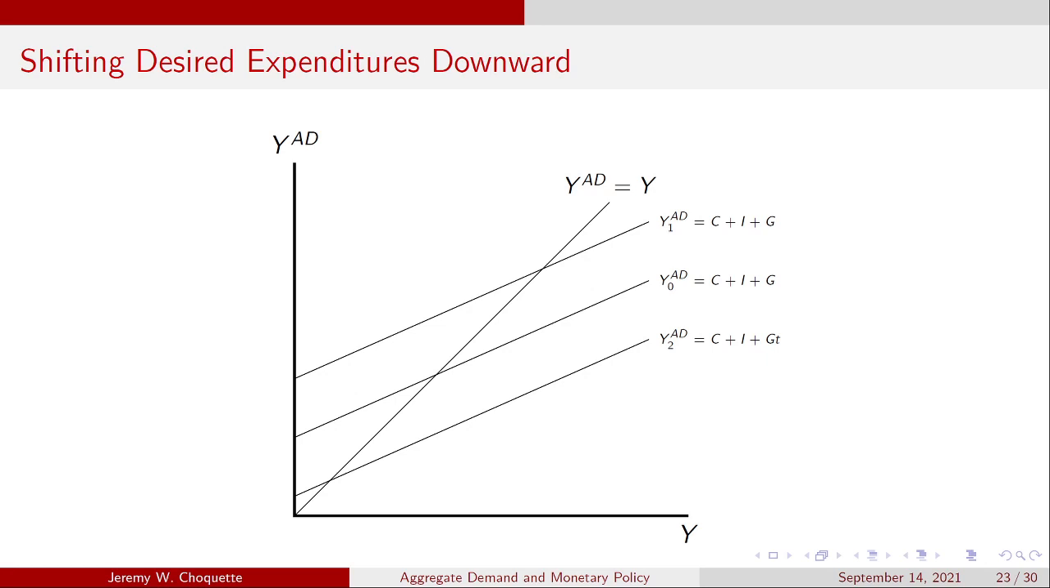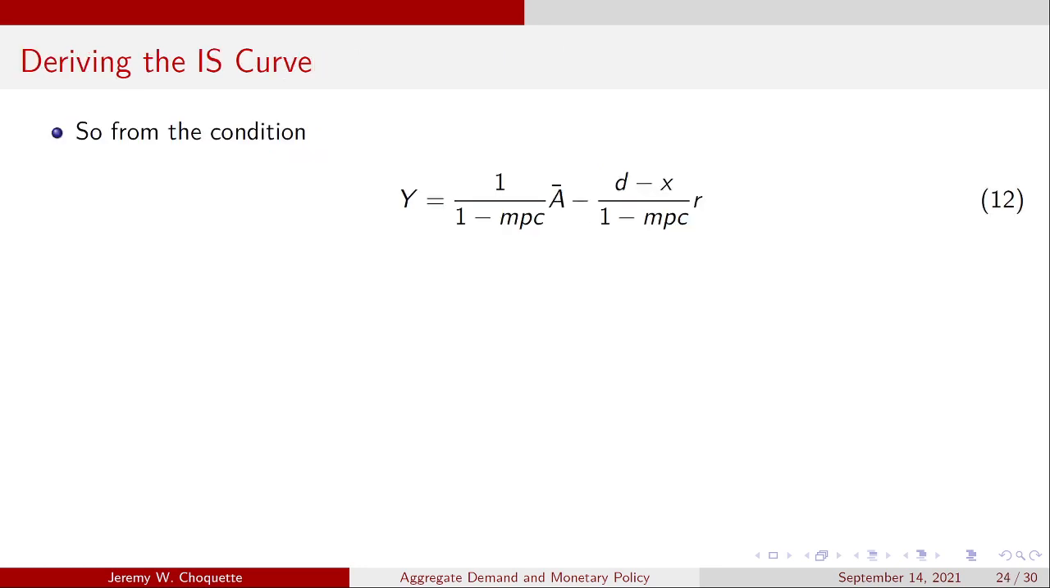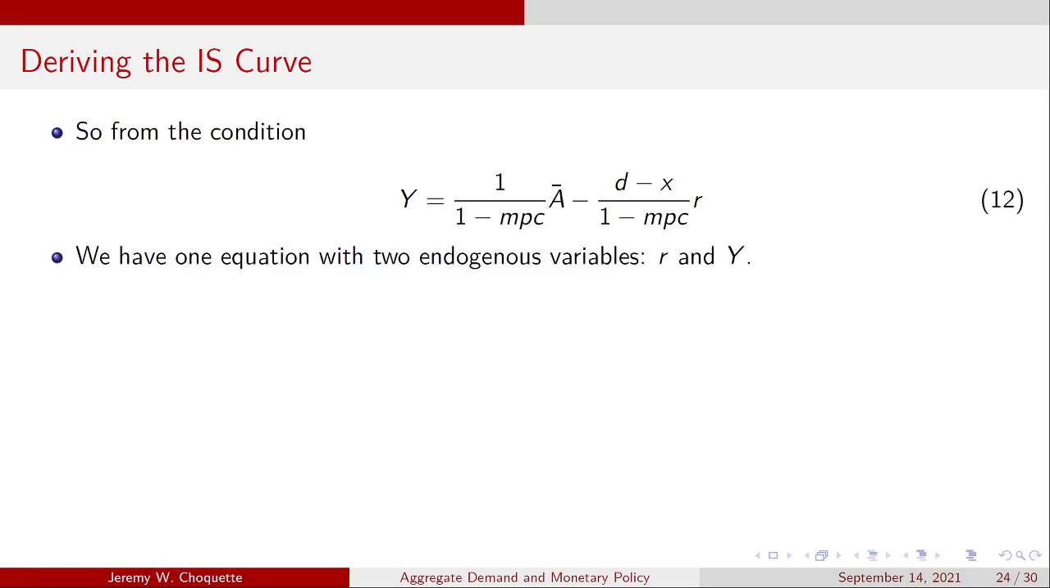Now, from this, I can derive what is known as an IS curve. So what is that? Well, from this condition, which was originally equation 11, now it's equation 12, because I put it in a second time, and it just adds 1 to 11, which is 12. From this condition, I have one equation and two endogenous variables. I've got the real interest rate, and I have income. Everything else is exogenous or a parameter.